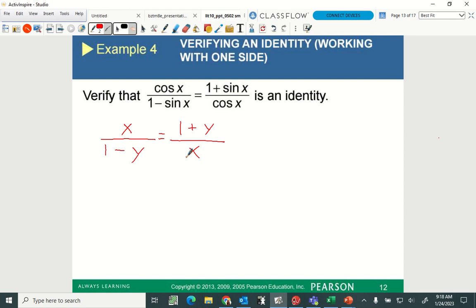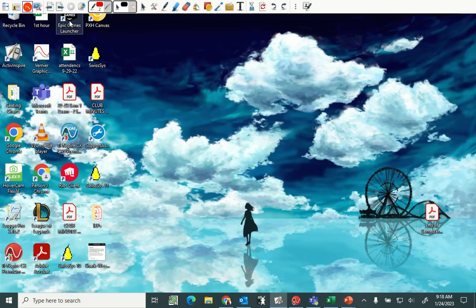Same thing, but different signs. And so what's going to happen is it cleans up. So I am going to show you the math.